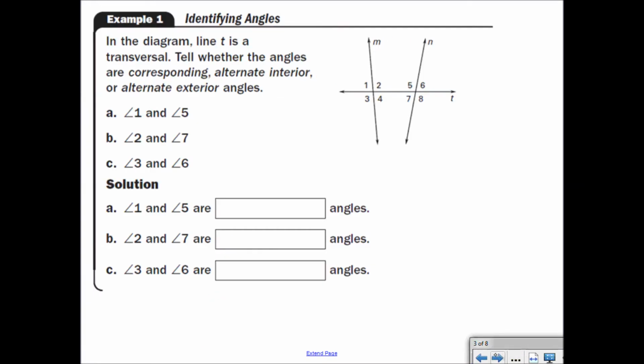In the diagram, line T is a transversal. Tell whether the angles are corresponding, alternate interior, or alternate exterior angles. Angle 1 and angle 5 are in the same place, but one is on the outside of our two lines and one is on the inside of the two lines. So that makes it a corresponding angle.